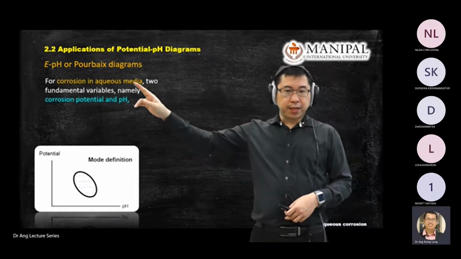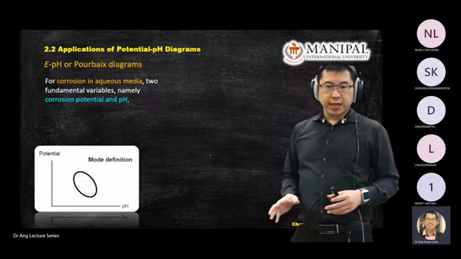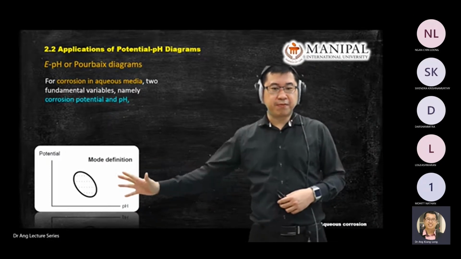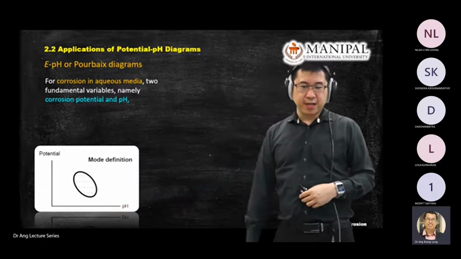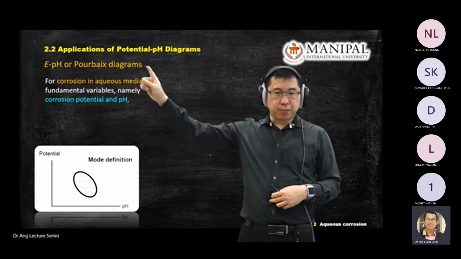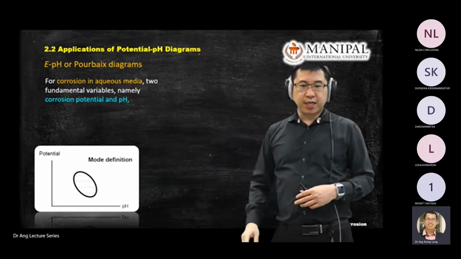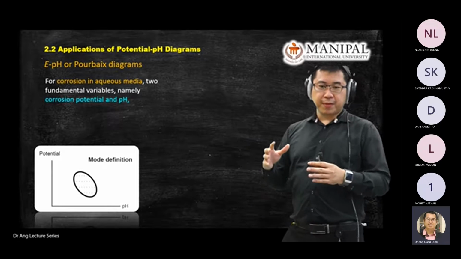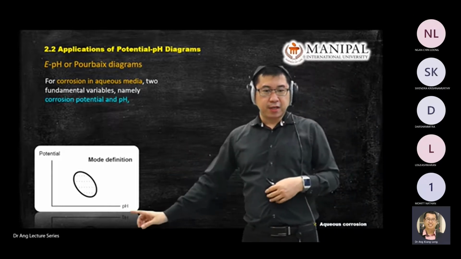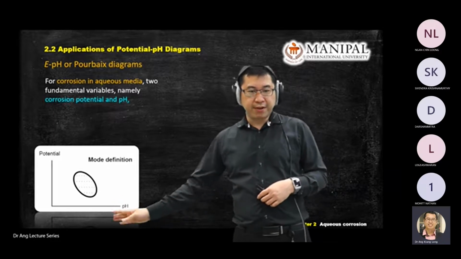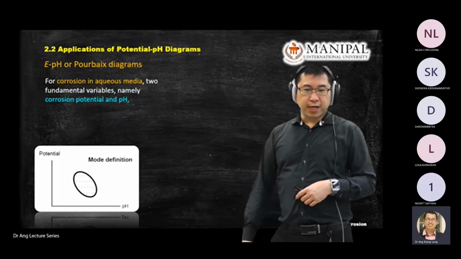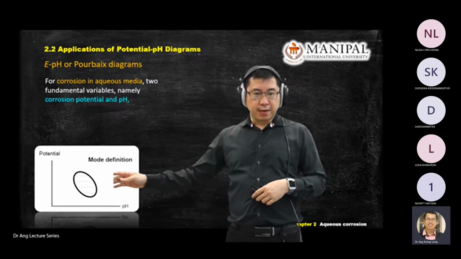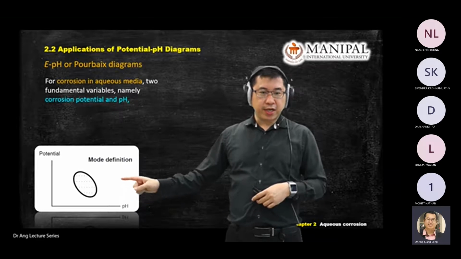Let's look at the EPH diagram or Froberg's diagram. Generally, on the potential pH diagram, this one is already simplified. It's not this simple. On the Froberg's or EPH or potential pH diagram, on the left-hand side you will see voltage versus pH. pH is the acidity of the solution. The more to the left, the more acidic; the more to the right, the more alkaline. So if you have the potential versus pH diagram, there will be an area we call mode definition.